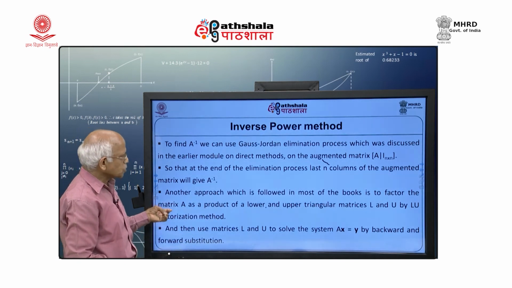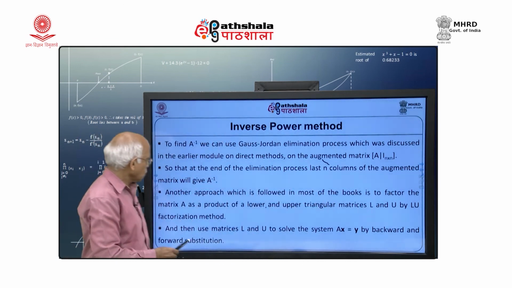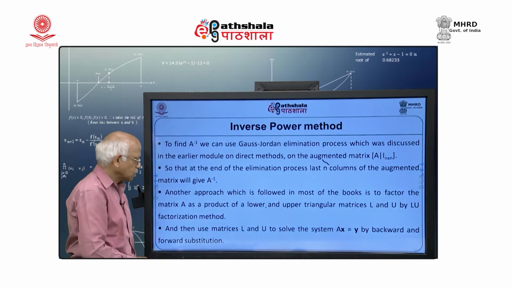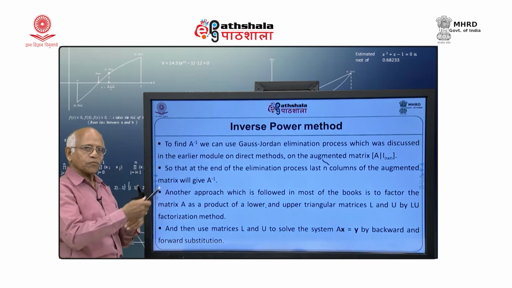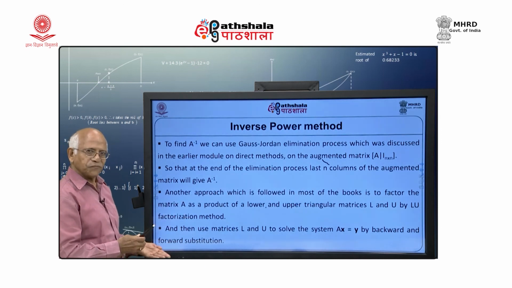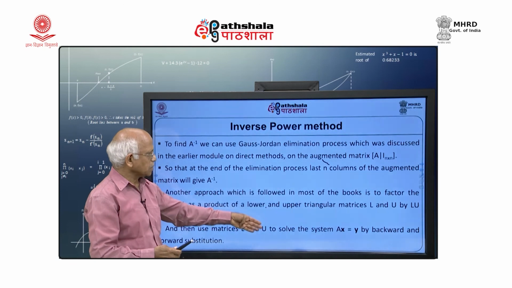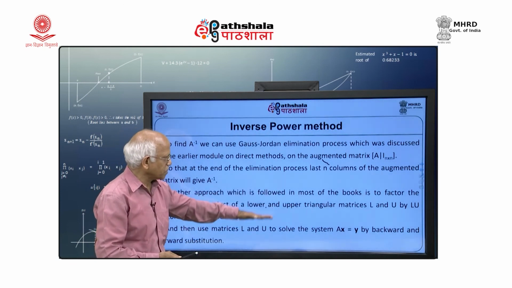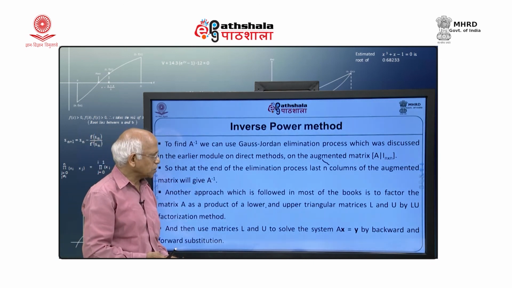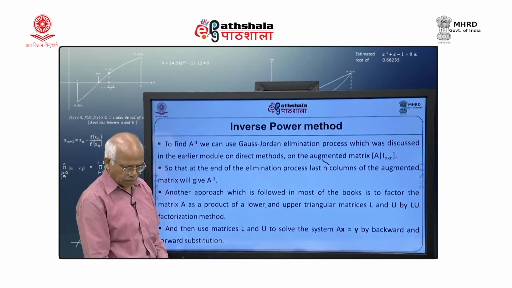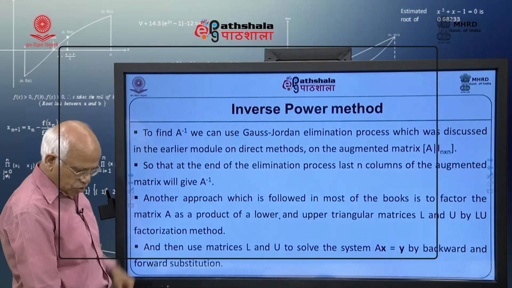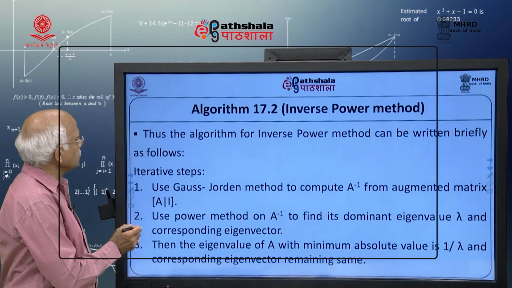Another approach followed in most books is to factor the matrix A as a product of lower and upper triangular matrices L and U. Once you find L and U, solving the system A x bar equal to B bar becomes easier by forward and backward substitutions. Most algorithms give you this way of solving the system in each iteration using the factors L and U, but we will follow the Gauss-Jordan approach because we already discussed this method.